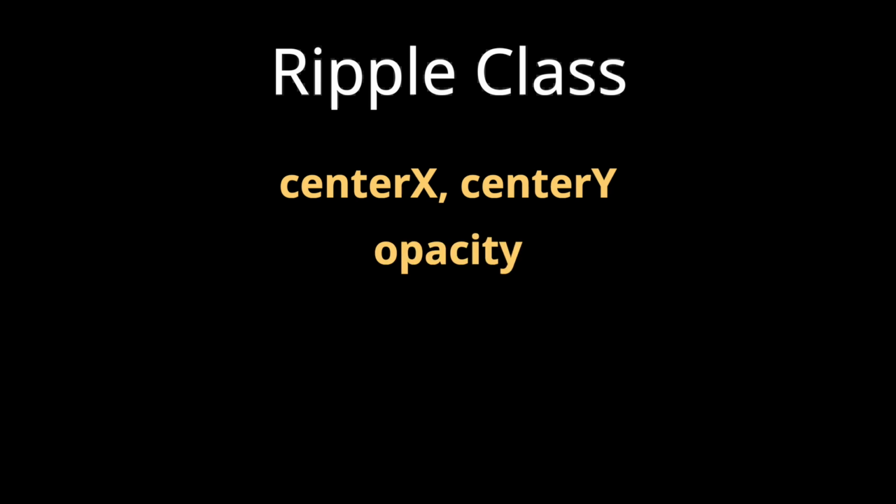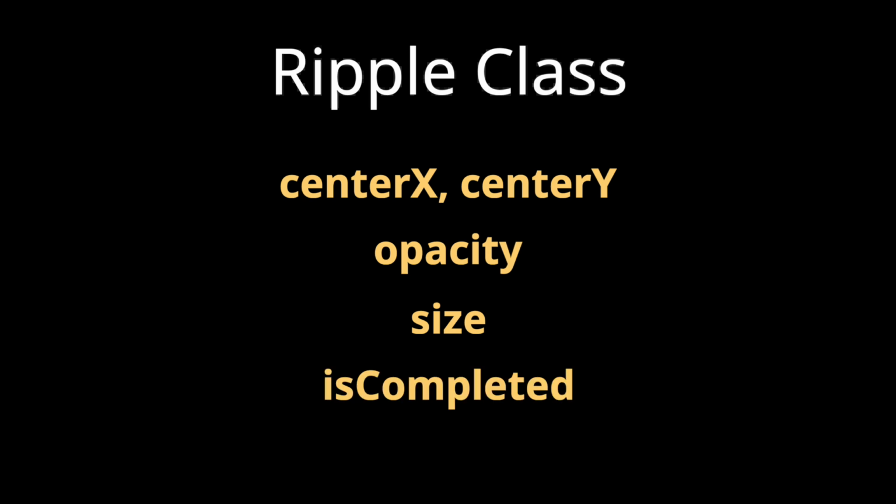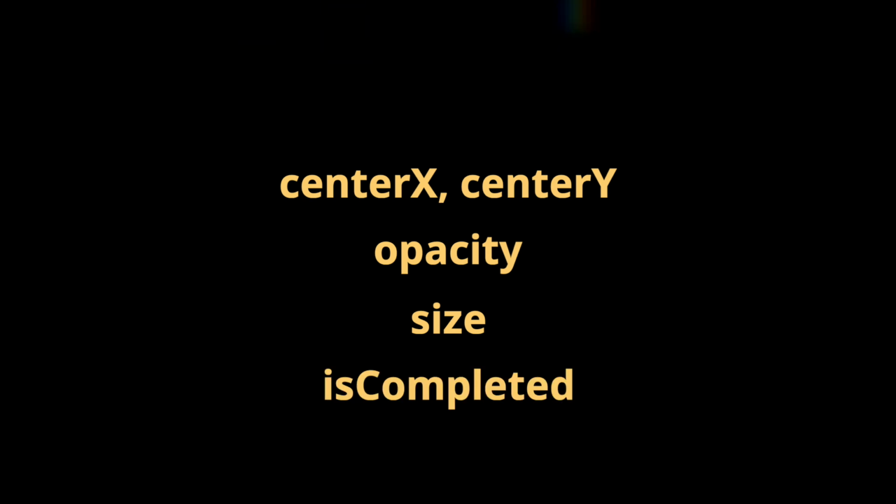The Ripple class is a Java inner class that abstracts the ripple algorithm we just discussed. It has the following properties: two floats, centerX and centerY to store the ripple position, an opacity to store the ripple's current opacity value set to 1 by default, a size variable to store the ripple's current size. A boolean isCompleted to signal the end state of the instance.